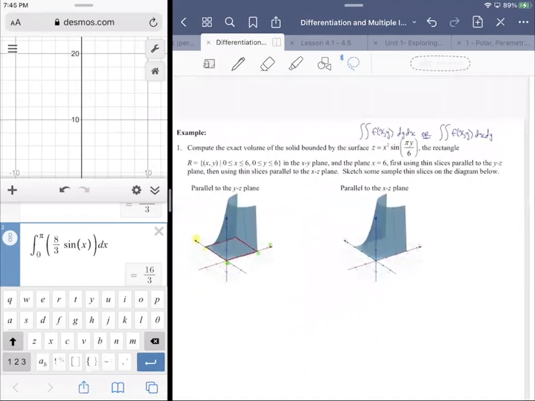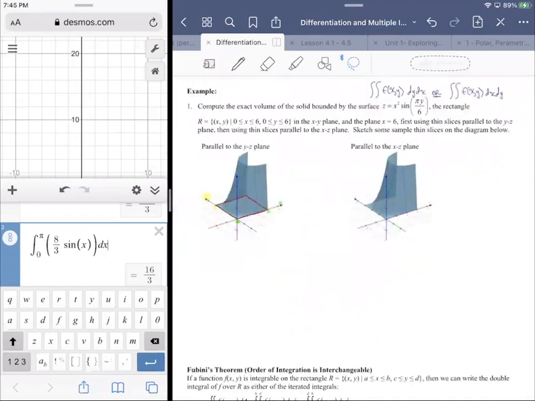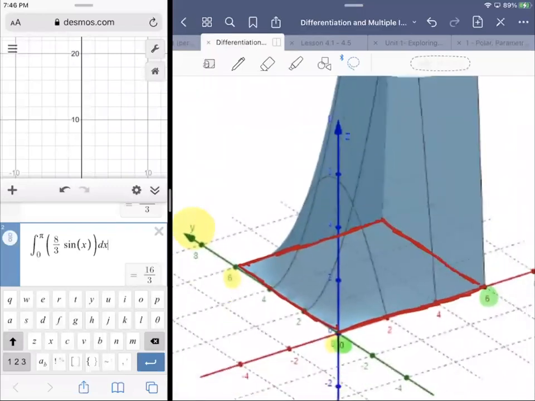Now, in this case, they're asking us to do it both ways. First, with the slices parallel to the YZ plane. So first I'm going to identify where the YZ plane is. Then what we want to do is get cross sections going through this solid that we know are going to be parallel to the YZ plane. Then we're going to do the same thing for the XZ plane. So let's bring it in.